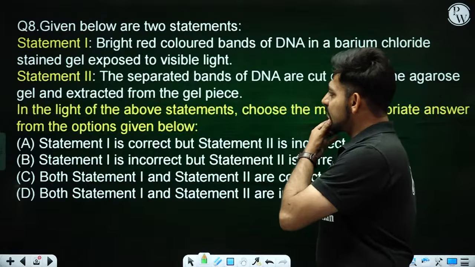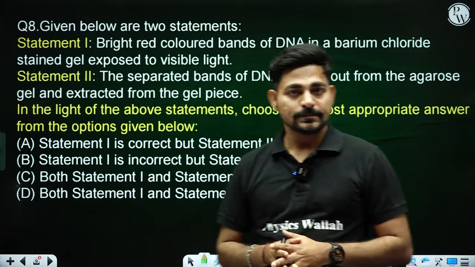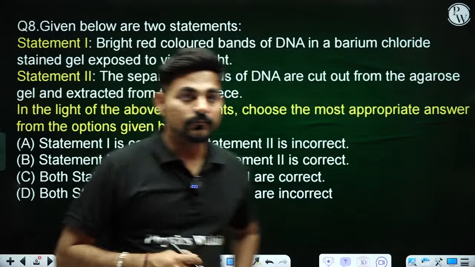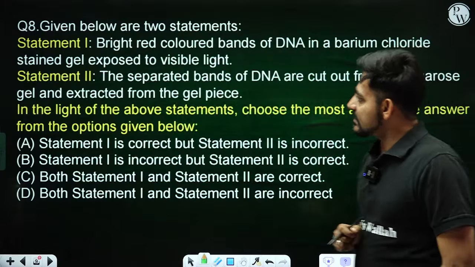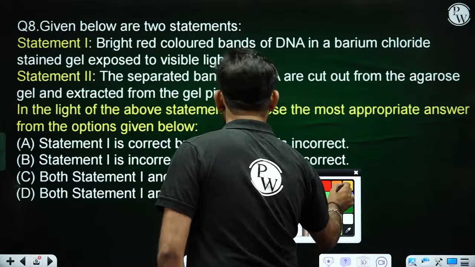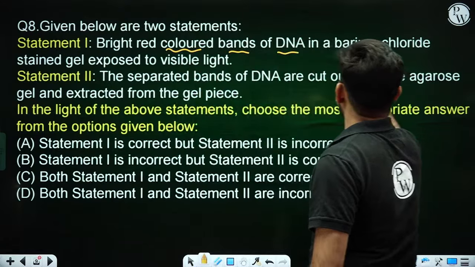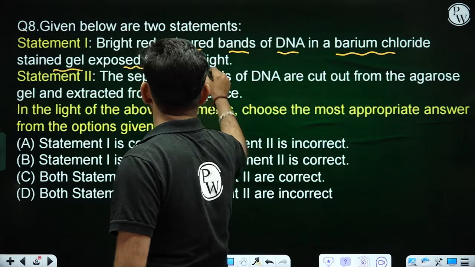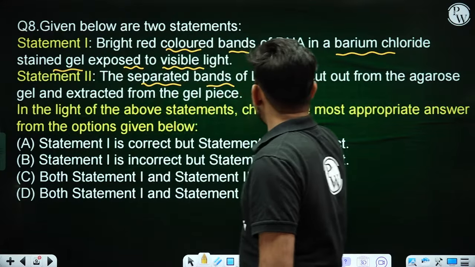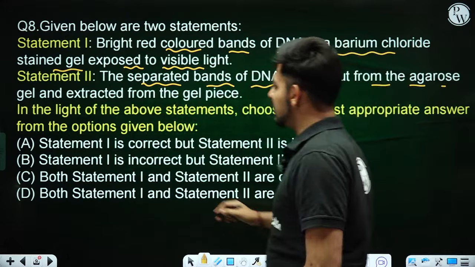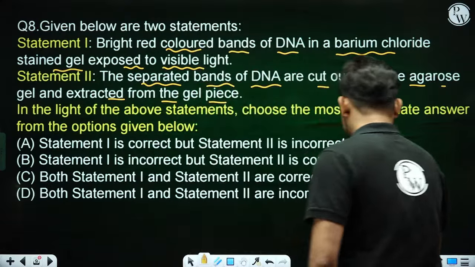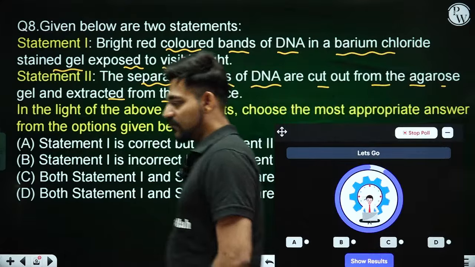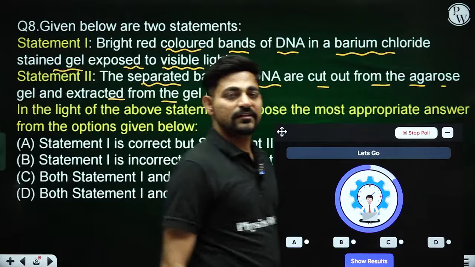Now next question, given below are two statements. Yes, B is correct. The first statement is bright red colored bands of DNA in an ethidium bromide stained gel exposed to visible light. The second statement is the separated bands of DNA are cut out from the agarose gel and extracted from the gel piece. Okay, I'm sharing the poll. I think this is kind of an easy one. You can easily give the answer.